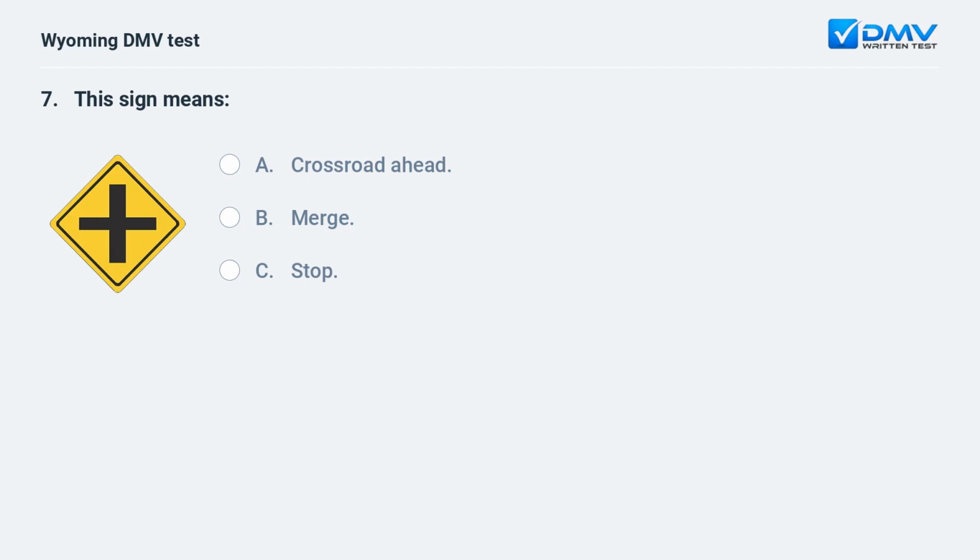This sign means A. Crossroad ahead. B. Merge. C. Stop. A. Crossroad ahead. This sign indicates that there is a crossroad ahead.